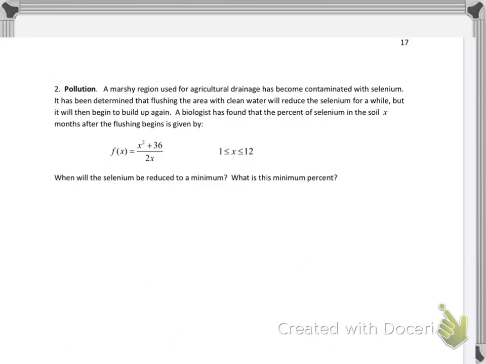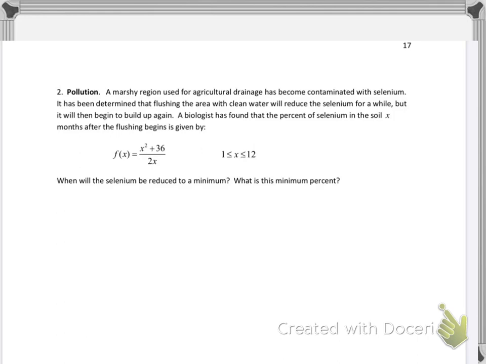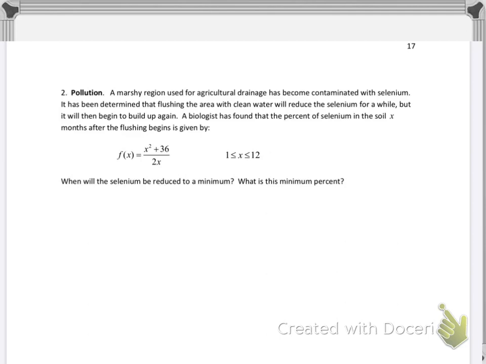Okay, problem 2 is a pollution problem, and it says a marshy region used for agriculture drainage has become contaminated with selenium. It has been determined that flushing the area with clean water will reduce the selenium for a while, but it will then begin to build up again. A biologist has found that the percent of selenium in the soil x months after the flushing begins is given by this equation. So this is the equation we're going to be working with.